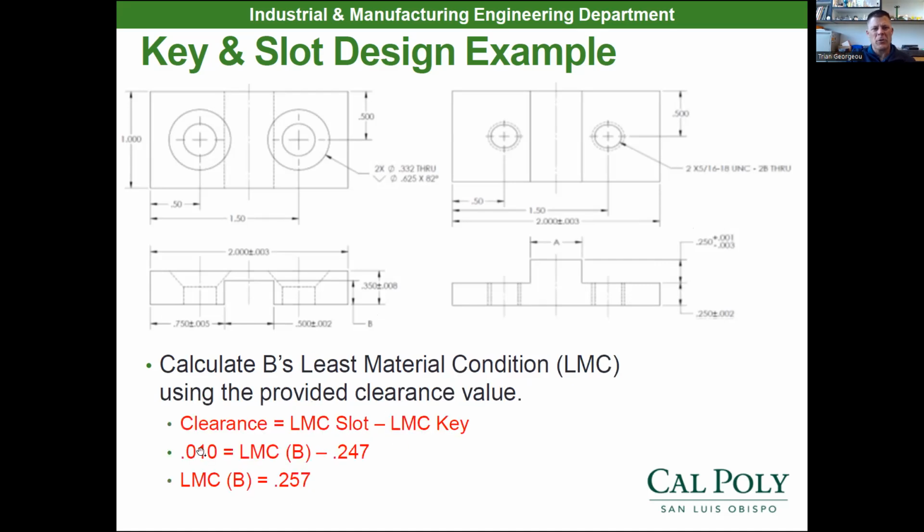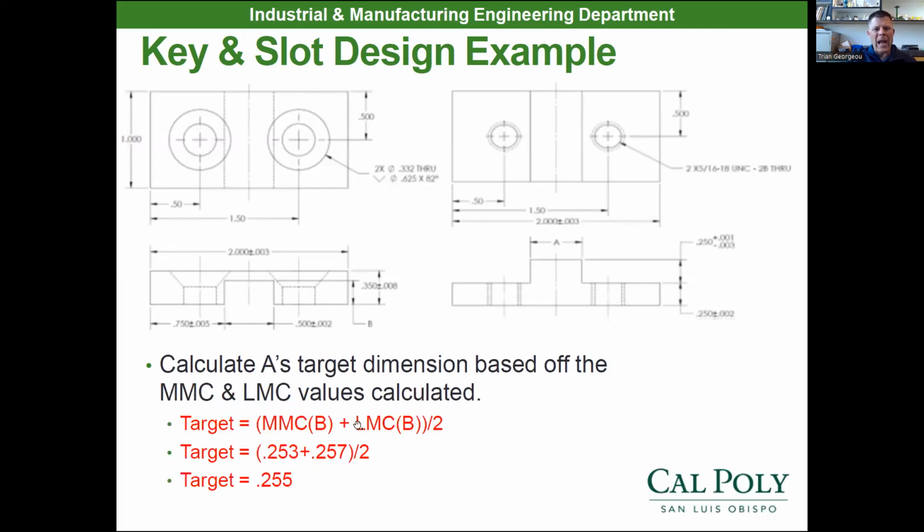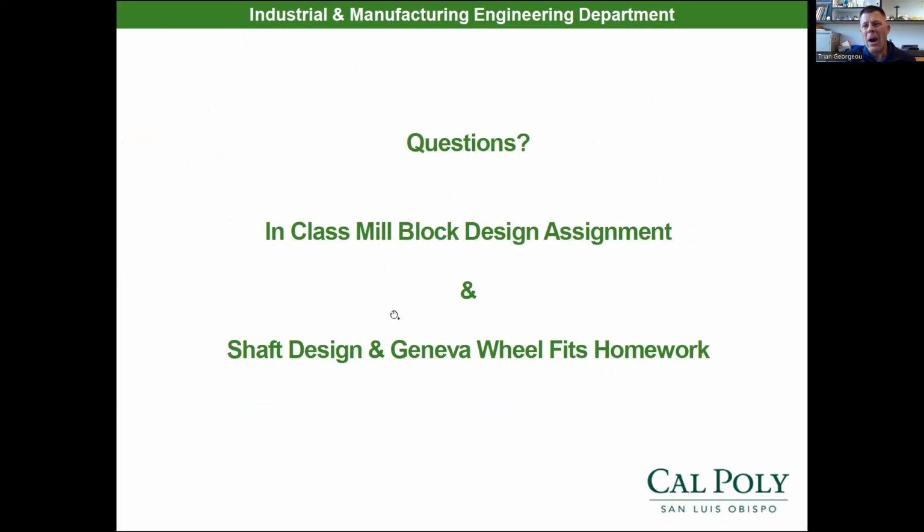Then the least material condition would be 10 thou is equal to B minus the 247, because you look right here, the 247 would be the least material condition of that slot. So we end up with the 257 for LMC of B. When we add them up and divide by 2, we get 255 for the depth of B. That's what we would want for that target, plus or minus the 2 thou. So that's going to be how we design using allowance and clearance calculations.